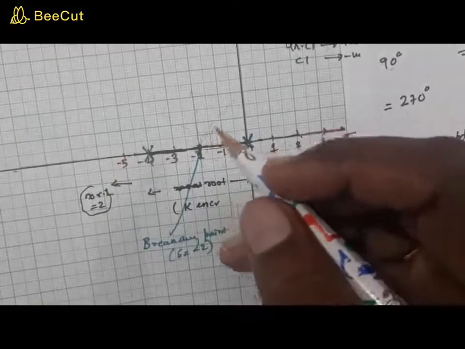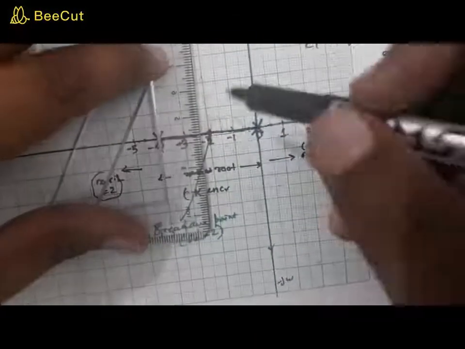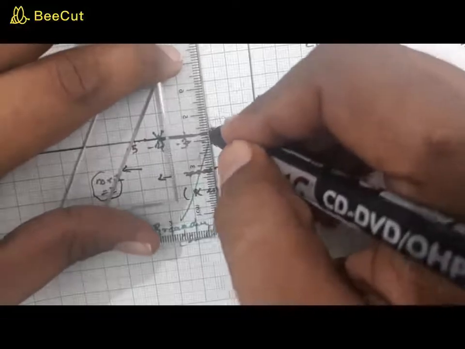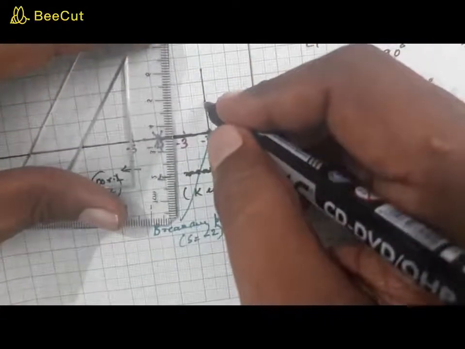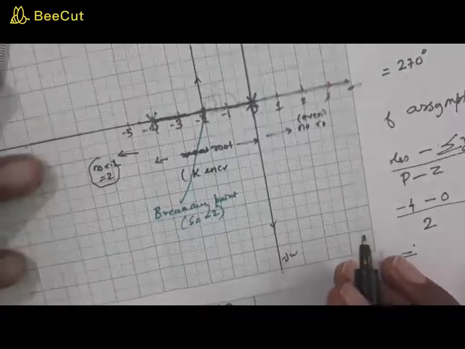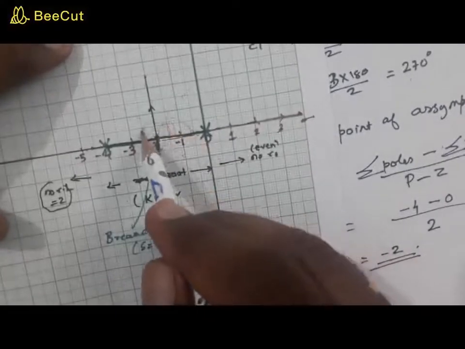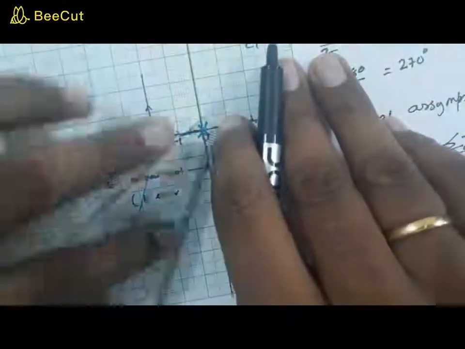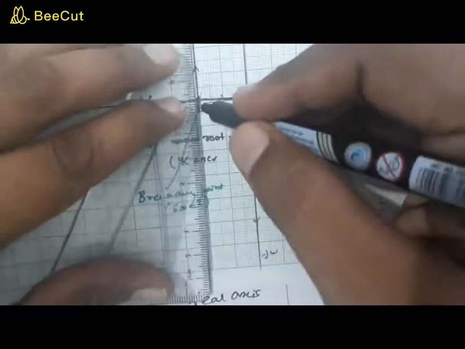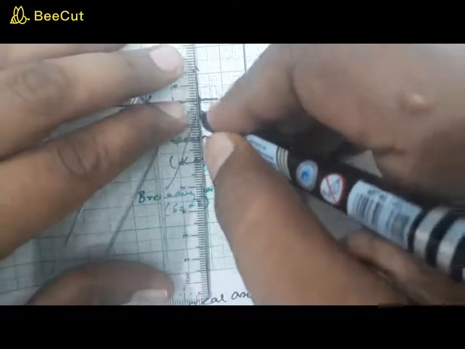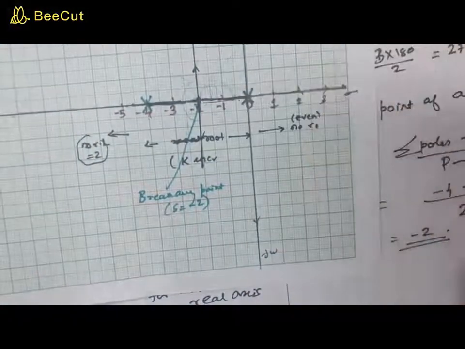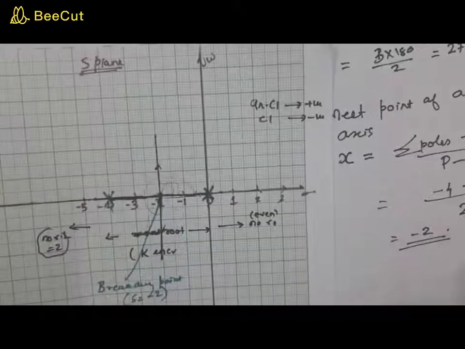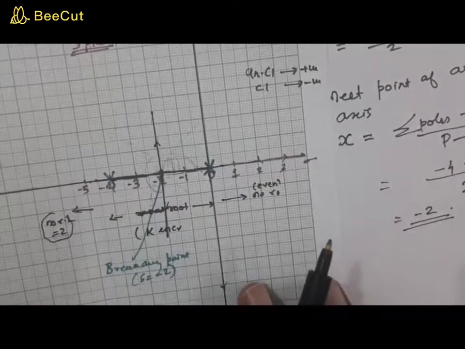So how will you mark that? This is the asymptote. Now what is the next asymptote? Then you have 270 degree. So the 270 degree will be calculated in this way. This is your 270 degree. So the asymptote will be in this direction, right? So you have the asymptotes in these two directions.